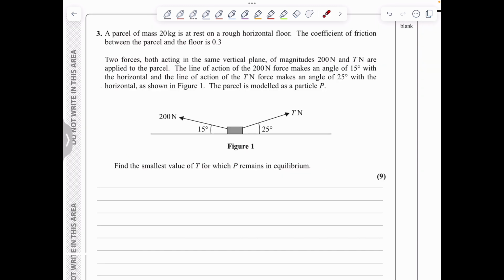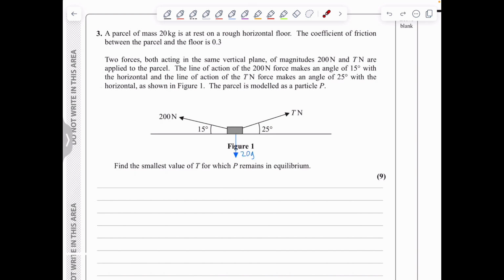In question 3, we've got a parcel of mass 20 kilograms at rest on a rough horizontal floor with the coefficient of friction being 0.3. We've got two forces acting here, the 200 newtons at 15 degrees above the horizontal and to the left, and the T newtons towards the right at 25 degrees above the horizontal. We're being asked to find the smallest value of T for which P remains in equilibrium, and the first thing to do is add the forces.